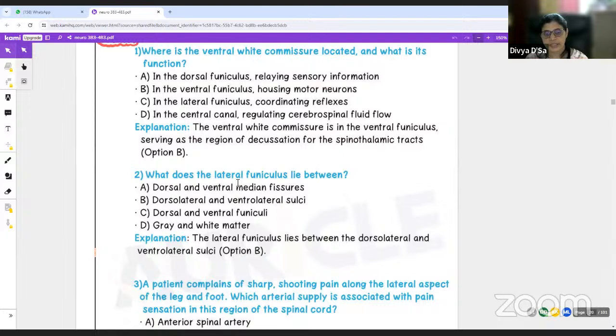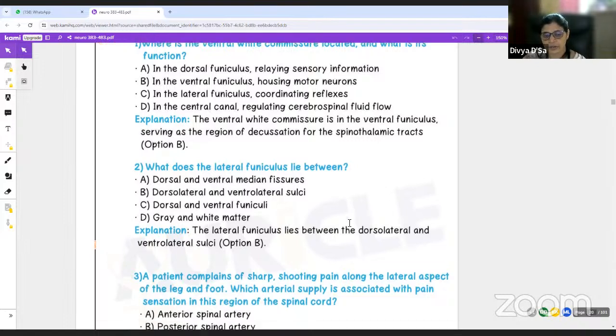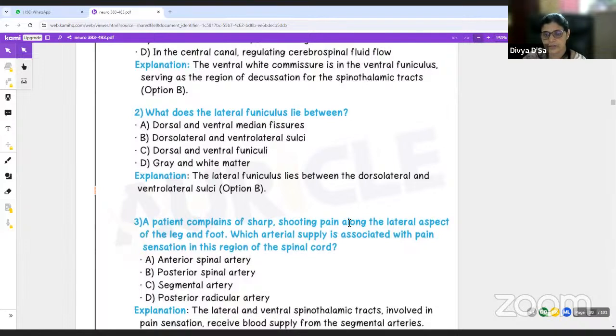So what does the lateral funiculus lie between? So dorsal and ventral median fissures, dorsolateral and ventrolateral sulcus, dorsal and ventral funiculus, gray and white matter. Okay, so the lateral funiculus lies between the dorsolateral and ventrolateral sulci. Okay, dorsolateral and ventrolateral sulci.